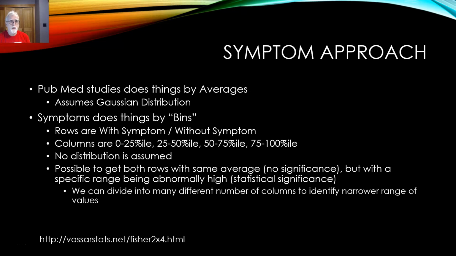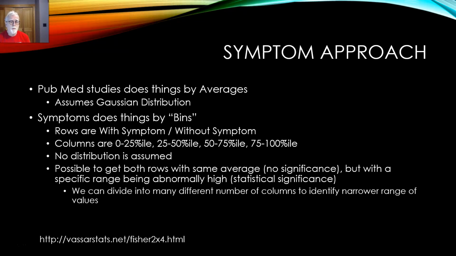One reason is we make no assumption as to what the distribution is. PubMed assumes a Gaussian distribution, sometimes known as a bell curve distribution. And we can construct statistical situations where both rows have the identical average, so no statistical significance using the PubMed approach, but a specific range has an abnormally high, very statistically significant count. So, in other words, we are more sensitive to detect statistical relationships than using the classic PubMed average and standard deviation approach.